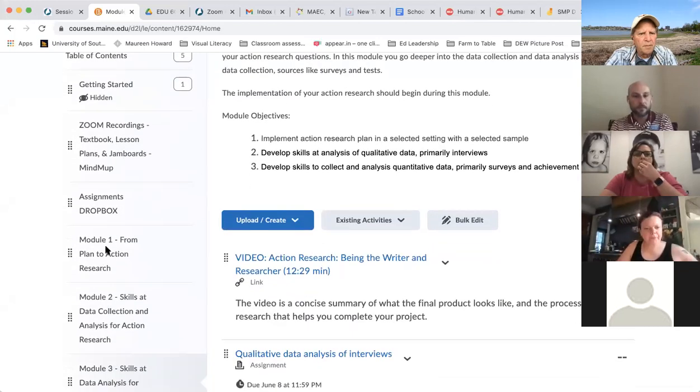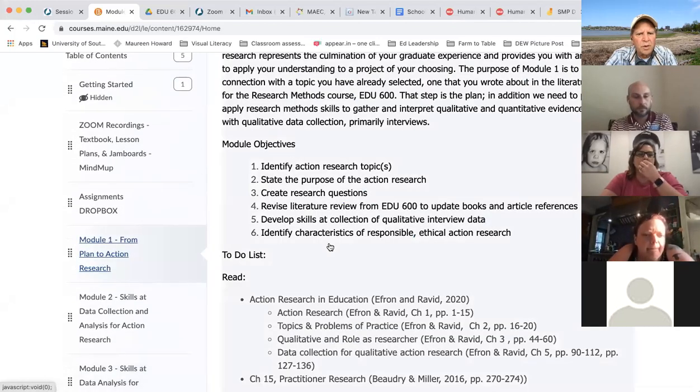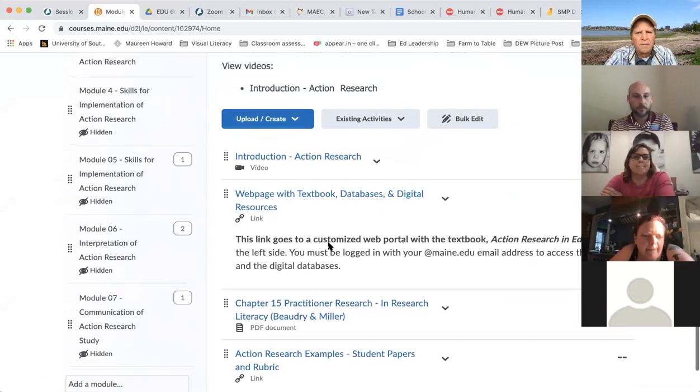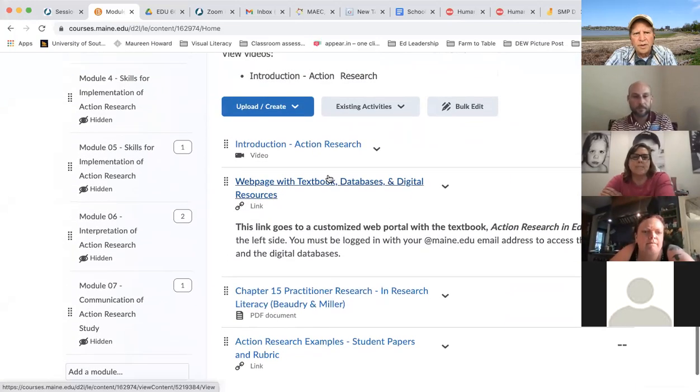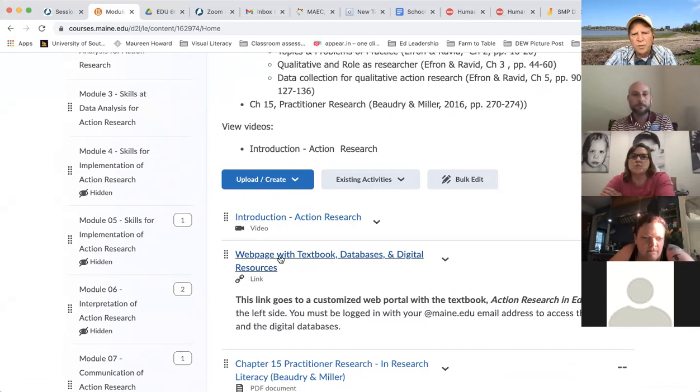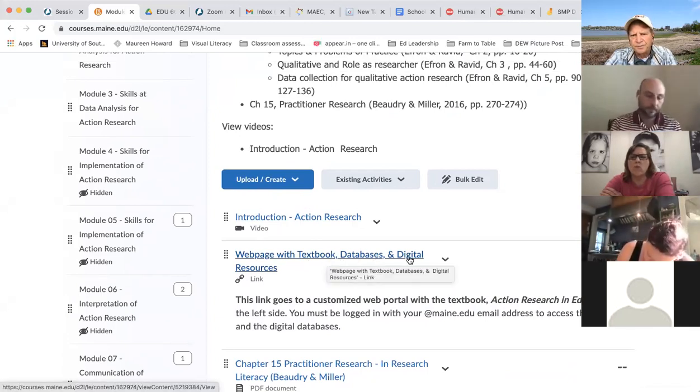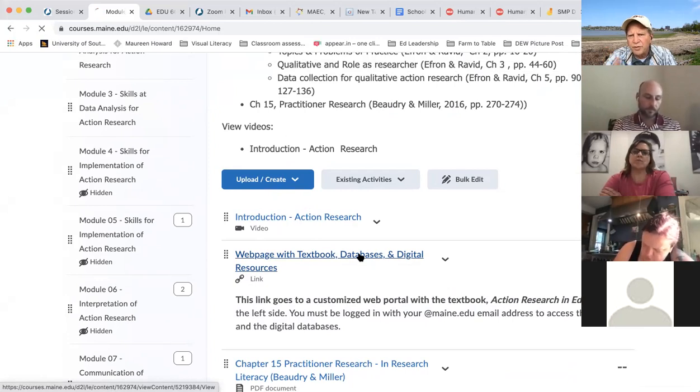In module one, we have this web page that has the textbook and the databases. And I think I've heard from many of you that you've been able to see the textbook, but I'm going to show you.